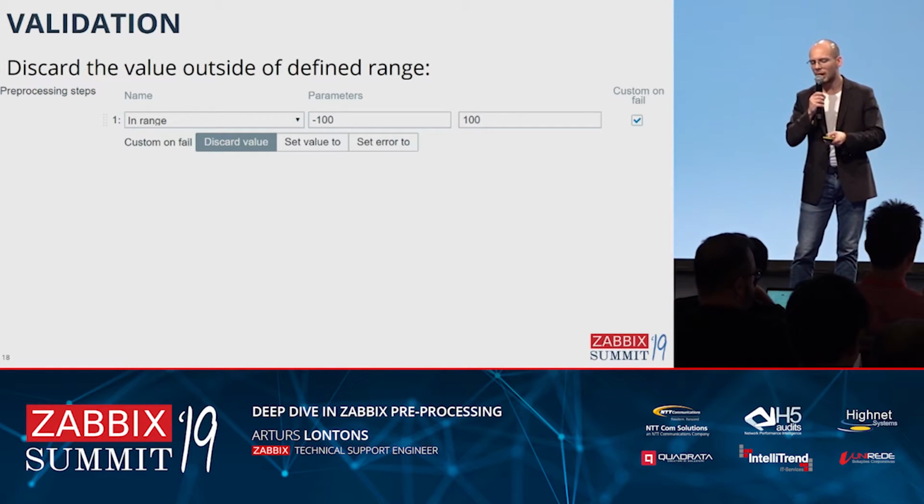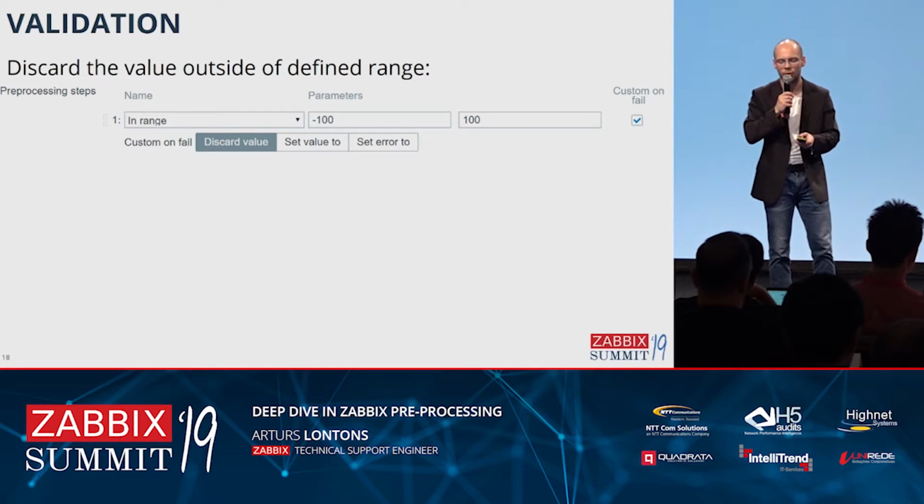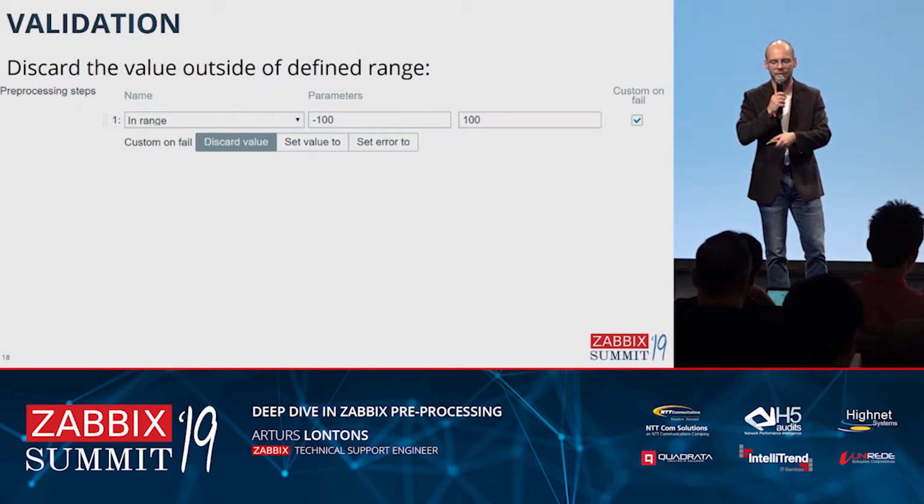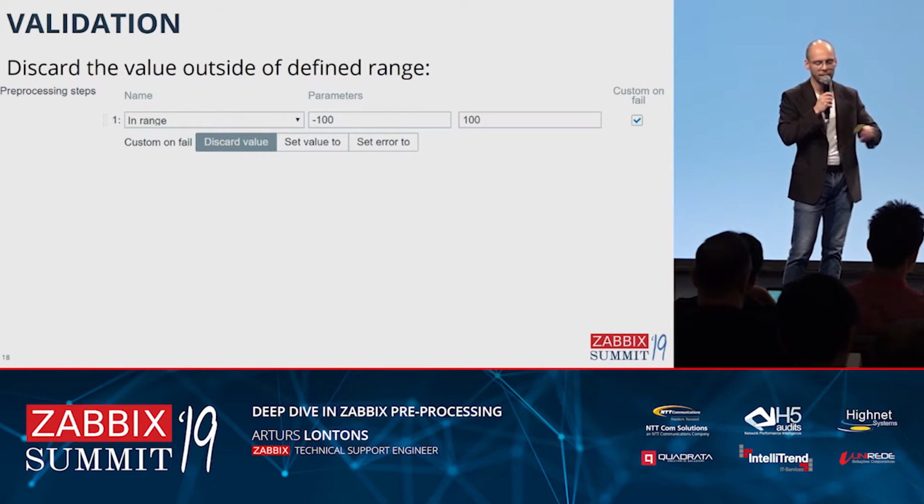So over here, I have an example with discarding the value outside of the defined range. If I'm getting a value outside of -100 to 100, I will discard it. It will not be stored in the database. We'll just completely throw it out.